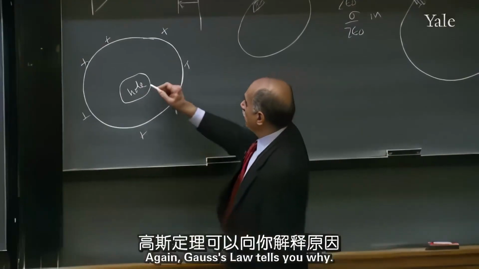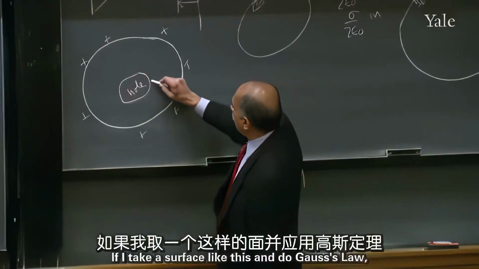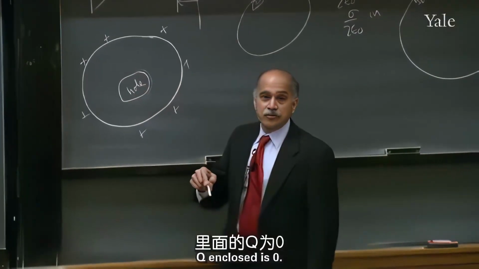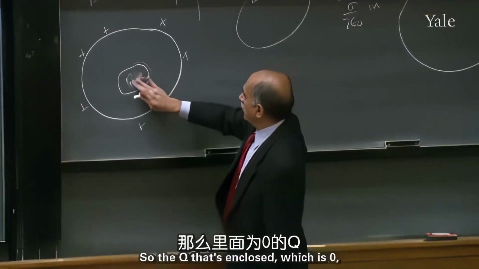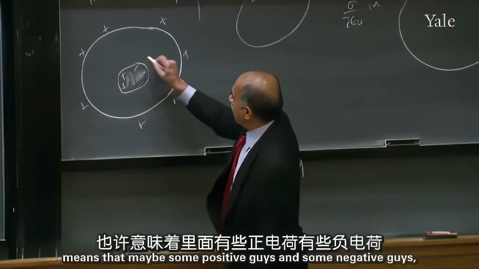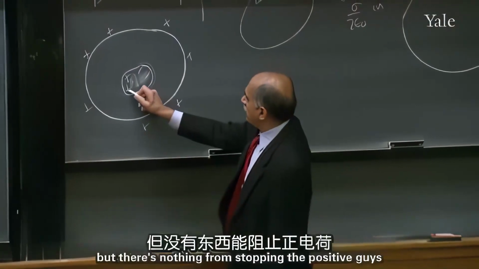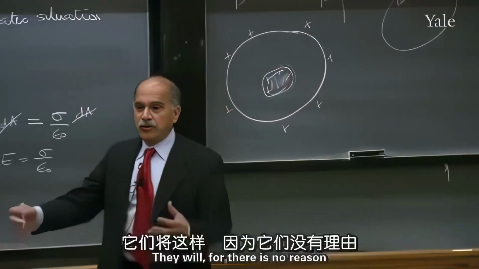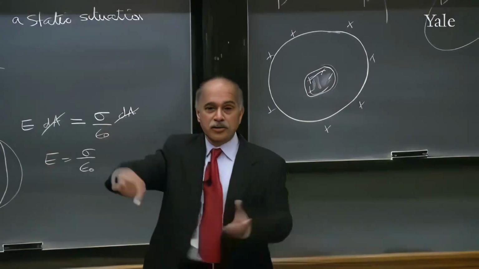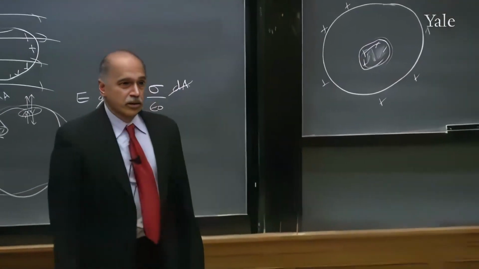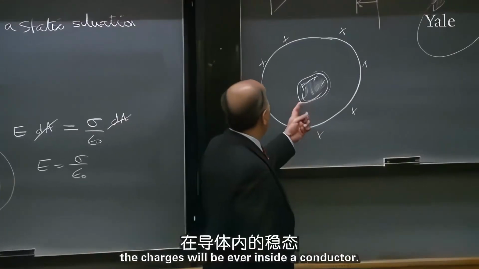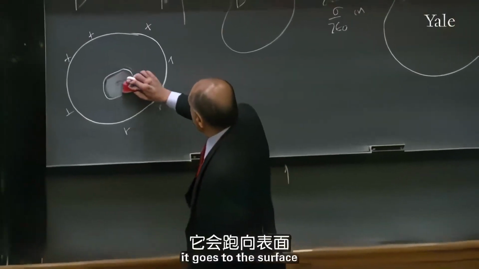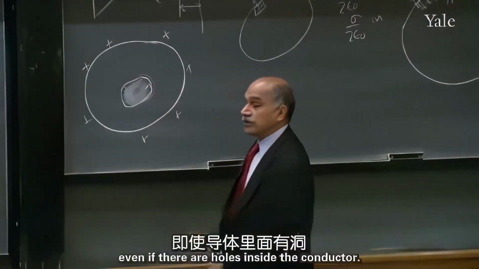Again, Gauss's law tells you why. If I take a surface like this and do Gauss's law, since the electric field is 0 inside the metal, Q enclosed is 0. So the Q that's enclosed, which is 0, means there may be some positive guys and some negative guys. But there's nothing to stop the positive guys from rushing to meet the negative guys and canceling. For no reason will they just stay on opposite sides of the island. They will just come together. Therefore, there is no stable equilibrium in which the charges will be ever inside a conductor. So if you have a conductor and you put charge on it, it goes to the surface even if there are holes inside the conductor.